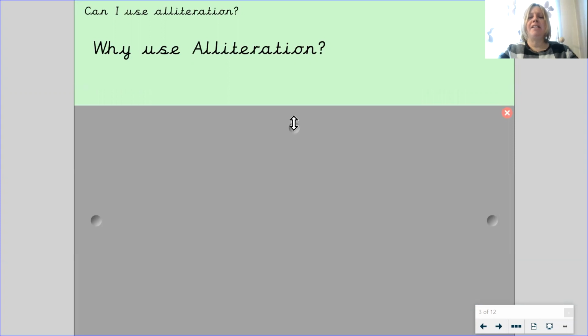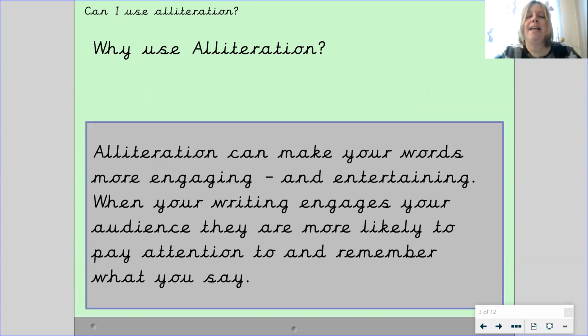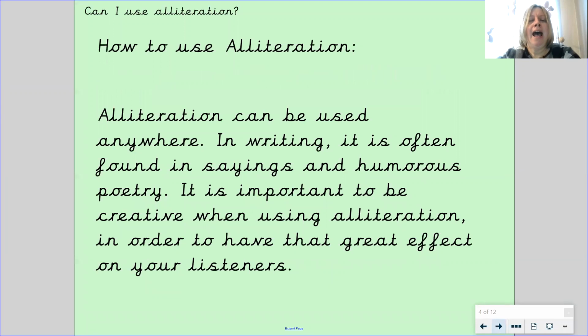Why do we use alliteration? Alliteration can make your words more engaging and entertaining. When your writing engages your audience, they are more likely to pay attention to and remember what you are saying. How can we use alliteration? Alliteration can be used anywhere. In writing, it is often found in sayings and humorous poetry. It is important to be creative when using alliteration in order to have that great effect on your listeners.